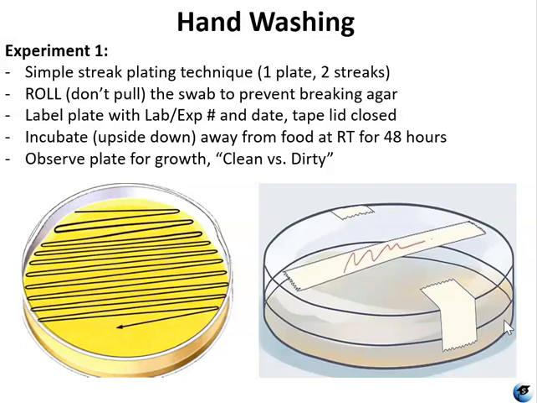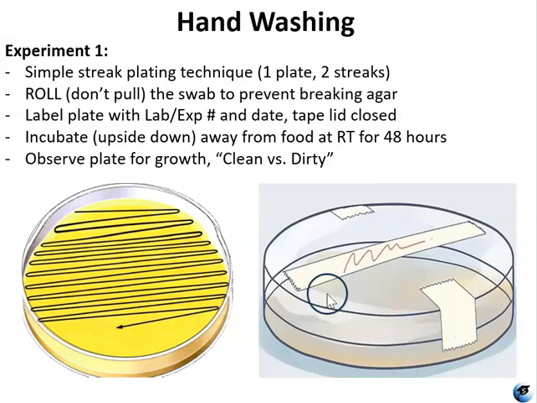And then the next step is you're going to properly wash your hands as we described before. After you've washed your hands, you're going to take a new sterile swab. You're going to moisten it with sterile water, and you want to swab the same hand in the same places that you did the first time, and use that swab to inoculate the clean side of the plate.